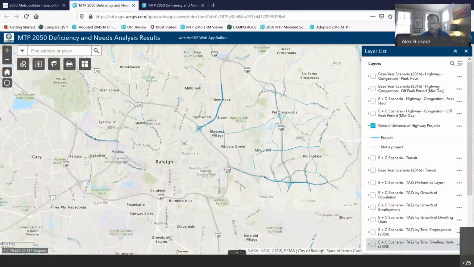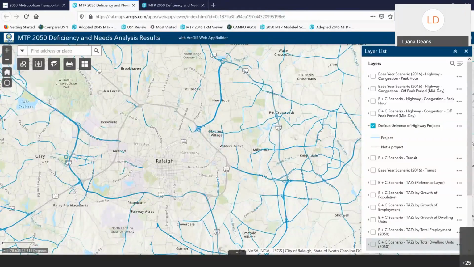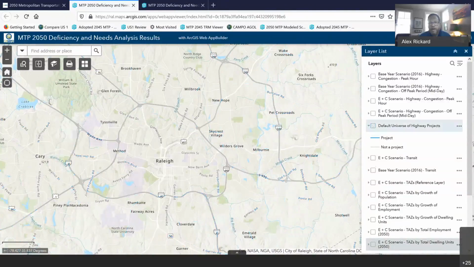Thank you. Alex, had another question. This is Luana from Cary. Is BRT reflected in the E plus C transit layer? I don't see it anywhere.